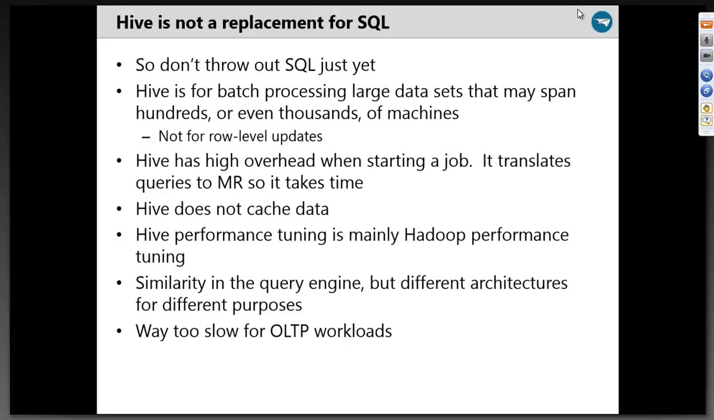Hive has high overhead when starting a job because it also has to translate its queries into MapReduce. Hive does not cache data. Hive performance tuning is mainly Hadoop performance tuning. And there's a similarity in the query engine, but they are different architectures for different purposes. So don't think of Hive as a replacement for OLTP workloads.